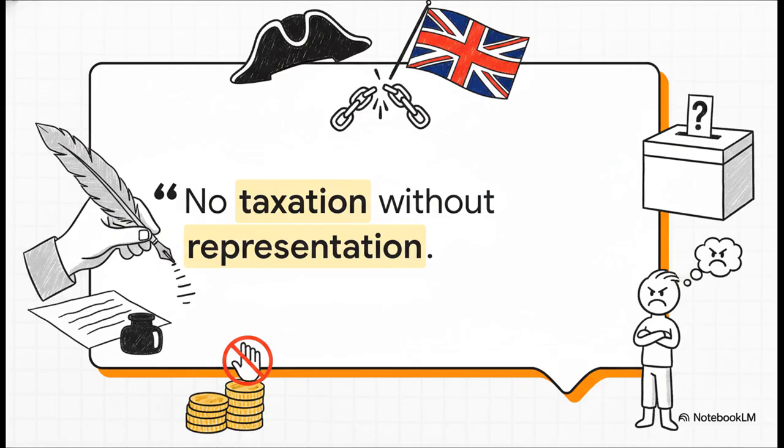Britain started hitting the colonies with new taxes, but the colonists had zero say in the matter. They had no one in the British government to speak for them. And to them, that was just fundamentally unfair. Why should they pay taxes if they didn't have a voice?